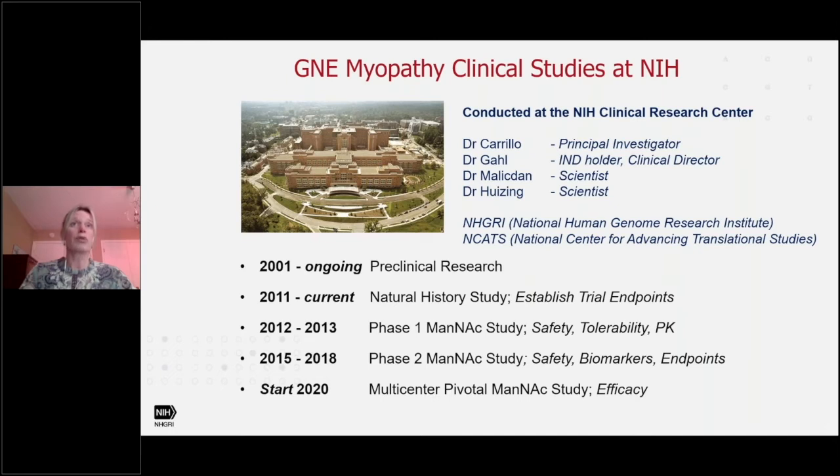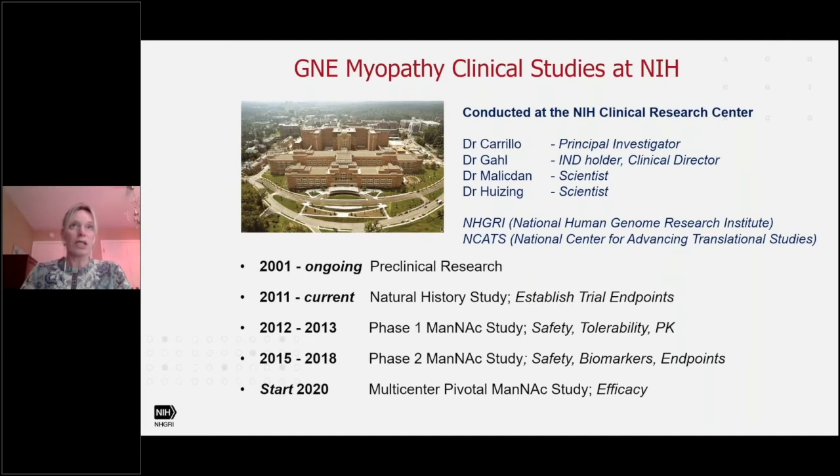The studies are mostly performed at NHGRI, but when we started out, the so-called Therapies for Rare and Neglected Diseases program out of the NCATS Institute helped us to get through preclinical research and get a phase 1 study started. So since the gene was identified for GNE myopathy in 2001, we have been performing preclinical research, because from very early on, we were thinking that ManNAc could be a good therapy for this disorder.